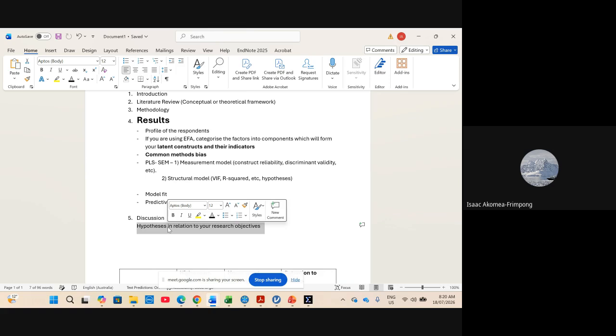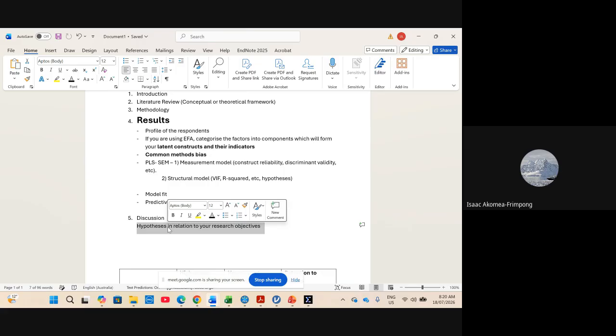So please, certain things shouldn't be discussed, like the profile of respondents. Once again, I just want to add this: unless the profile of the respondents and all that form part of what you intended to achieve, then in that case, yes, you can discuss them.